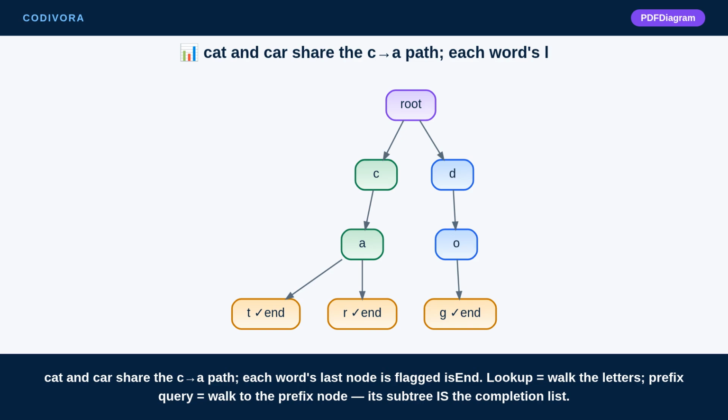Cat and car share the C-A path. Each word's last node is flagged as end. Lookup equals walk the letters. Prefix query equals walk to the prefix node. Its subtree is the completion list.